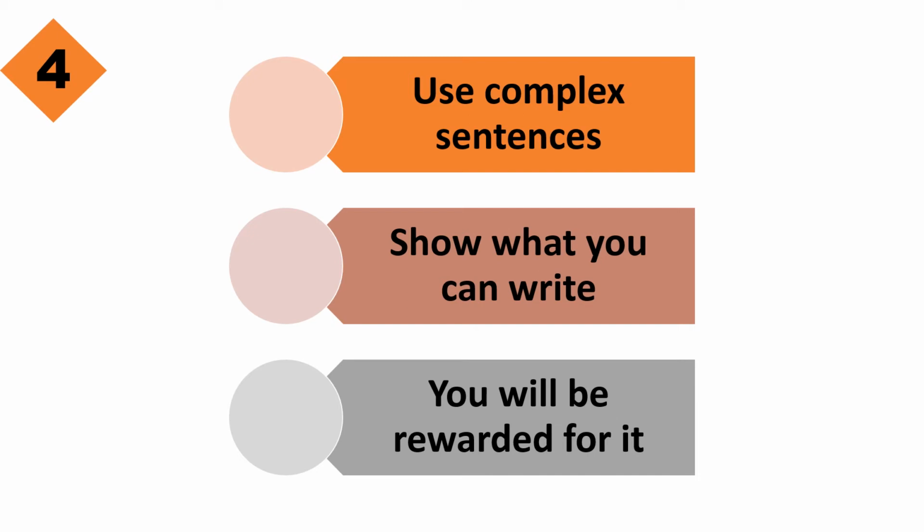My 4th tip is really about using complex sentences. But when I say complex sentences, I don't want you to go into very difficult structures. I just would like you to come out of the mold of subject, verb, object. So sentence 1 is subject, verb, object. Sentence 2 is subject, verb, object. And it becomes very monotonous and it shows that you don't know much about the structures. So show what you can write, and trust me, you will be rewarded for it. So let me give you an example.